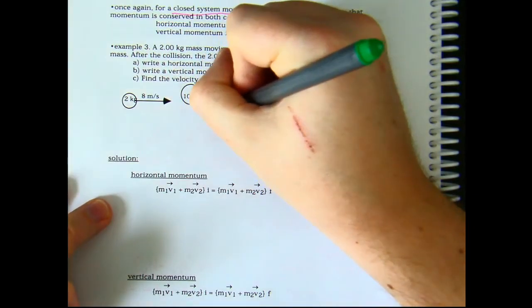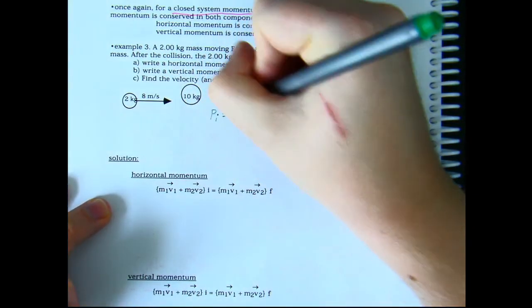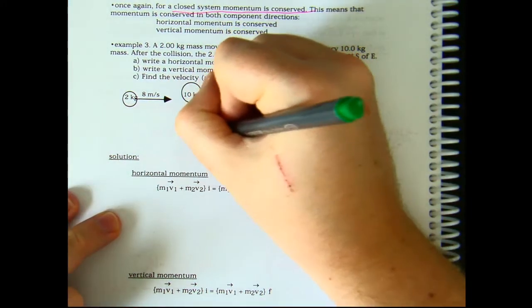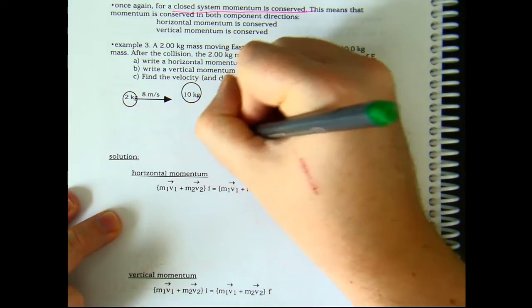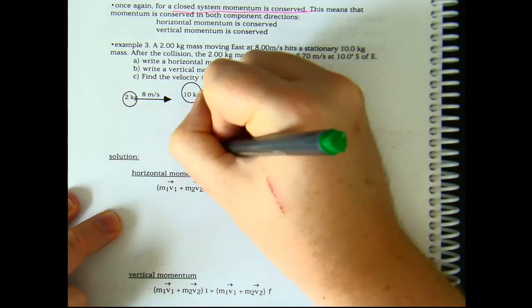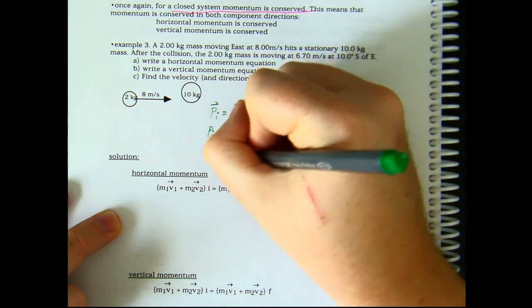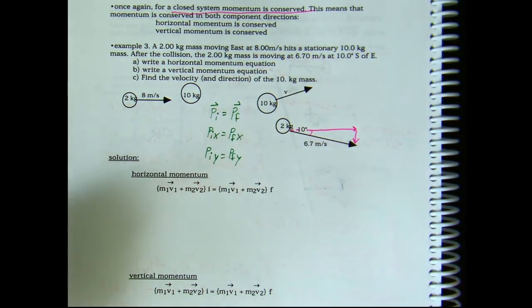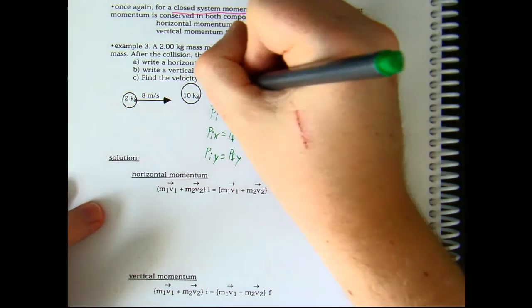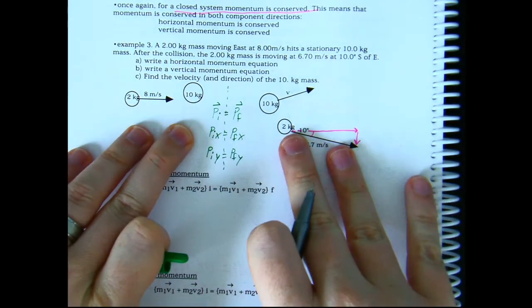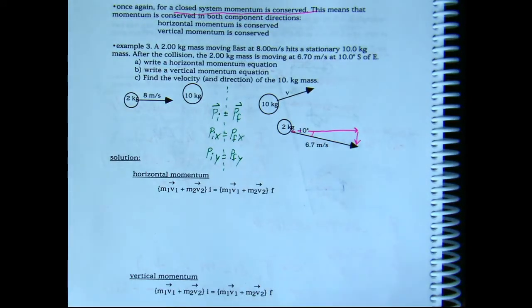So my momentum initial has to equal my momentum final, but now we're in two dimensions, so these are vectors. What that means is my momentum initial in the x direction has to equal my momentum final in the x direction, and my momentum initial in the y direction has to equal momentum final in the y direction. And this is where the problem splits. Initial, final. So let's write down what we've got.